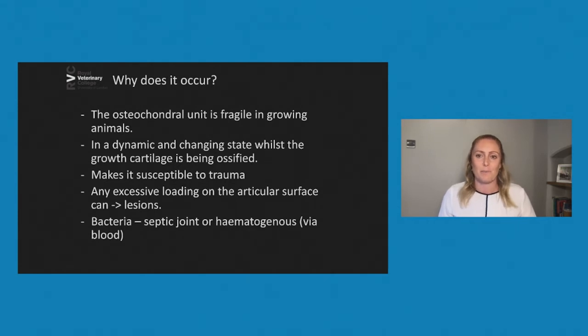So why does the blood supply to this area fail? We already know that osteochondrosis occurs because the growth cartilage loses its blood supply and then doesn't get ossified. But why does the blood supply fail in these locations?